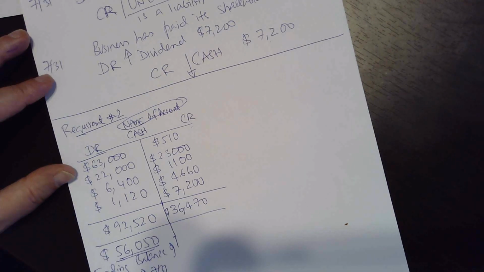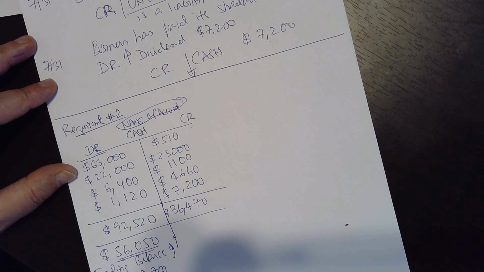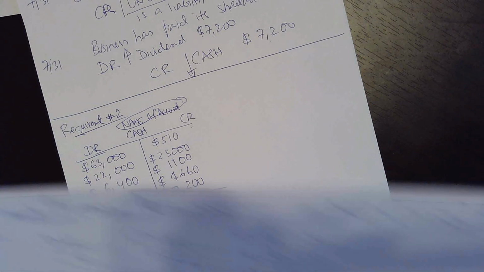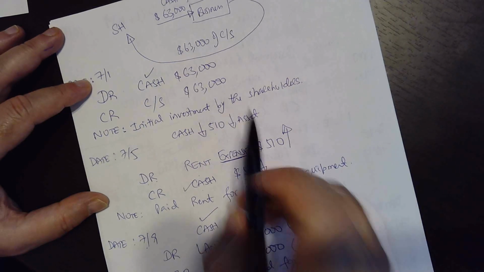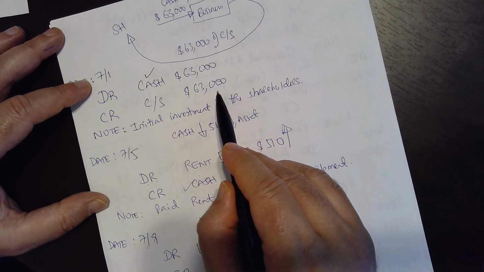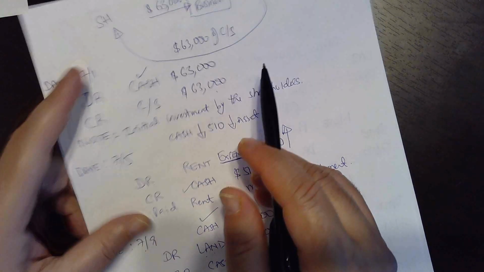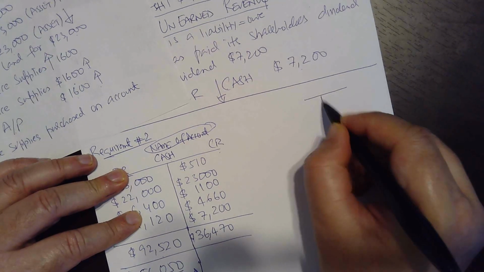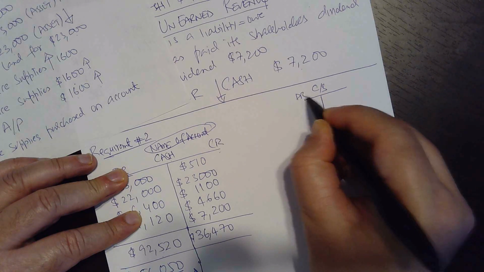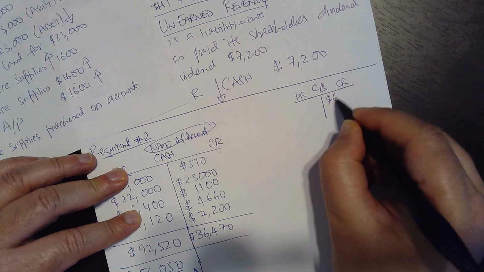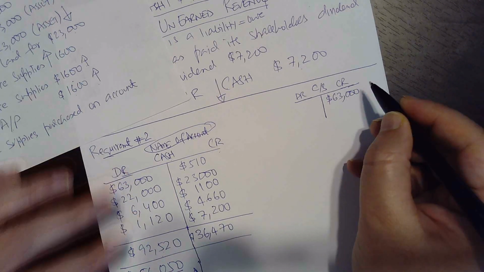Now we are going to work on other transactions. So when we were working on July 1st, we received this $63,000 cash, but what we gave up was common stock for $63,000. So we have to have an account for common stock. Debit on this side, credit on this side. It always has a credit balance because it's an equity account. So we're going to put $63,000 over here. Okay.